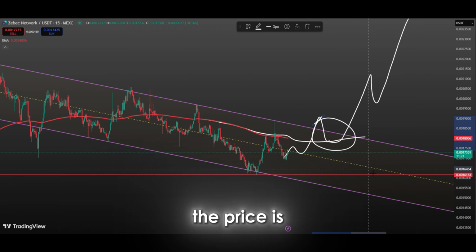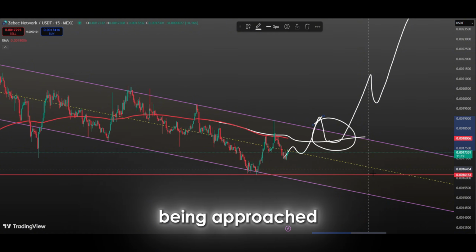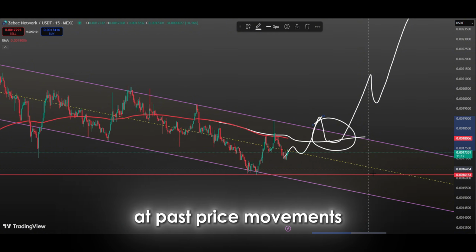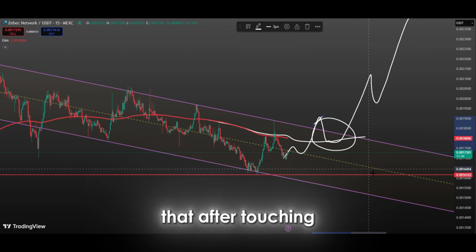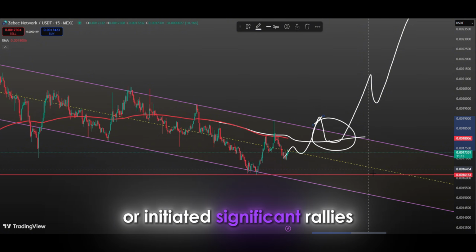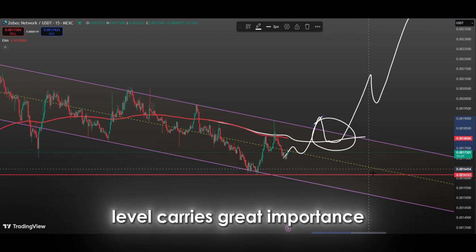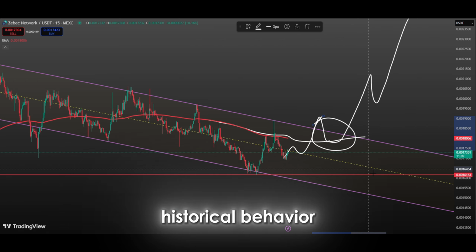The fact that the price is now nearing this level indicates that a critical technical threshold is being approached. Especially when looking at past price movements, it is observed that after touching the 200 EMA, the price has either been sharply rejected or initiated significant rallies following a strong breakout. As such, this level carries great importance in light of historical behavior.